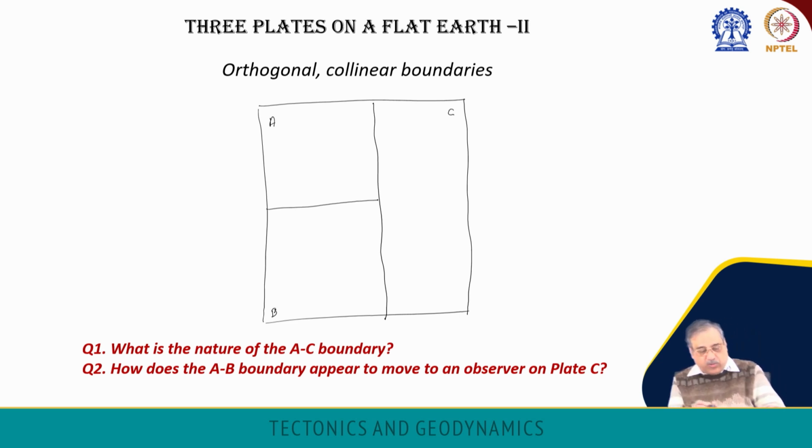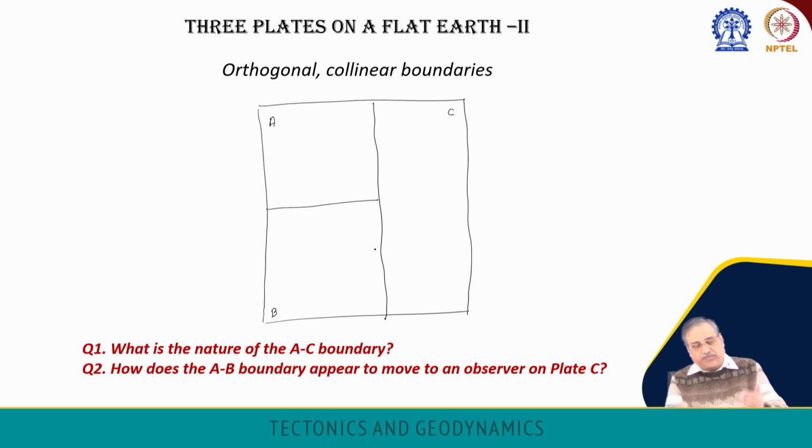Now let's say we have a 3-plate system, plates A, B and C. The boundary between A and B is orthogonal to the boundary between A and C, but the A and C boundary is also collinear. It's on the same line as the BC boundary. So the BC boundary and the AC boundary are represented by the same straight line, which combines the boundary between A and C as well as B and C. So it's an extension of the other.